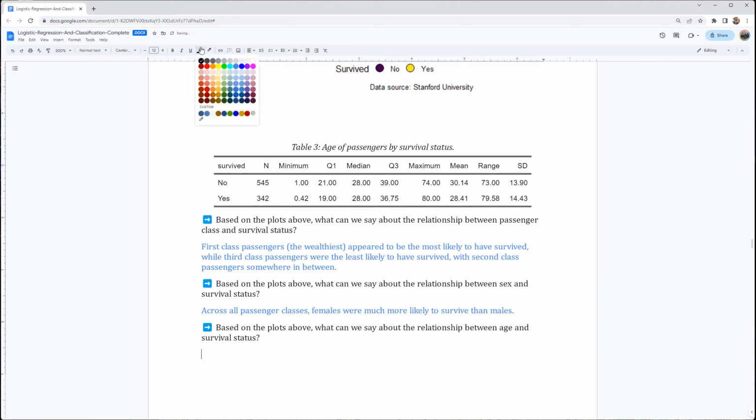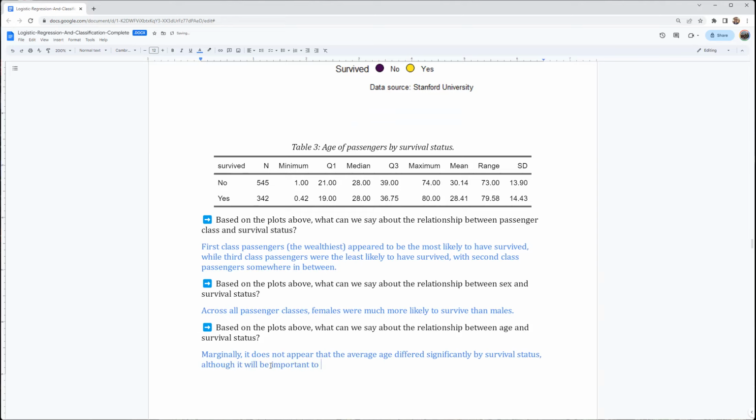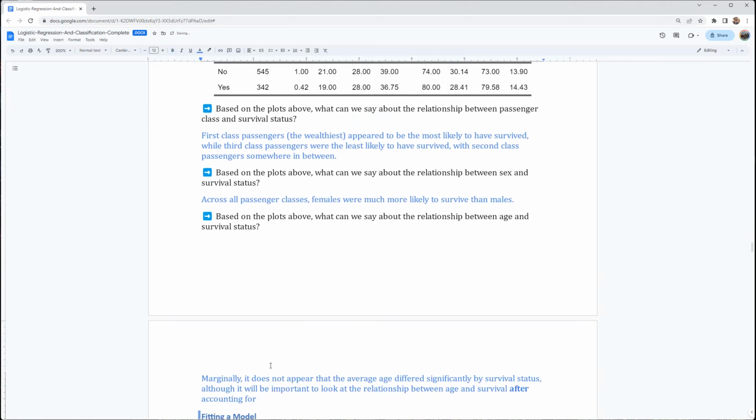What about the age of the passengers and their survival status? So we'll say marginally, it does not appear that the average age differed significantly by survival status. Although, here's the caveat, it will be important to look at the relationship between age and survival after accounting for the sex and class of the passengers.